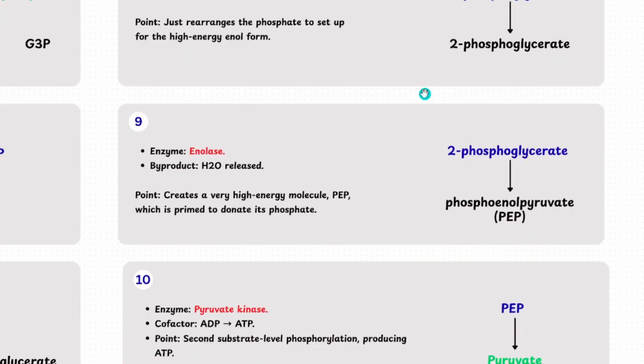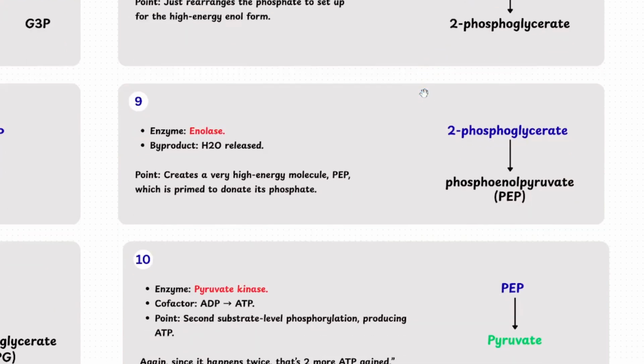Now reaction 9, we will form an enol from 2-phosphoglycerate. How does this occur? We just simply have to remove water from 2-phosphoglycerate. So the enzyme that does this is known as enolase. So when you remove water from 2-phosphoglycerate, you have phosphoenolpyruvate. Now phosphoenolpyruvate is very energy rich. It's very, very rich in energy, and it can easily donate its phosphate to form pyruvate.